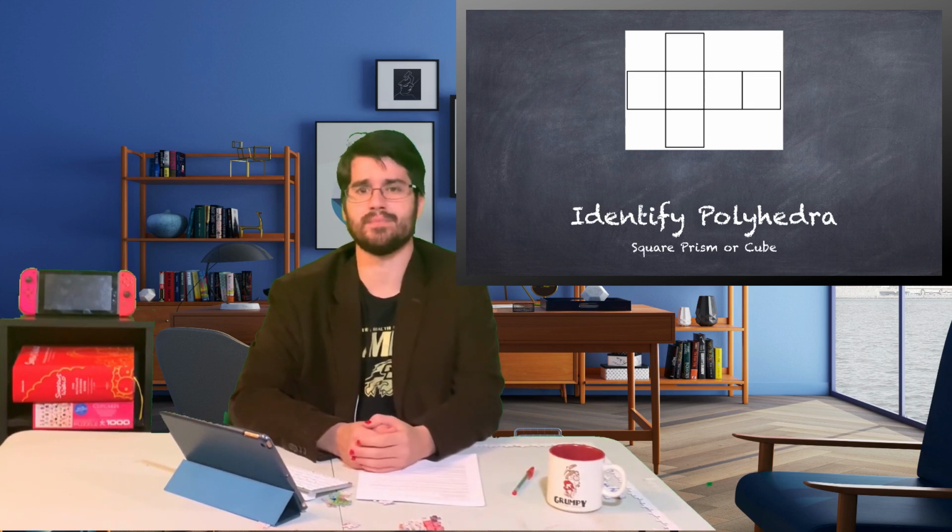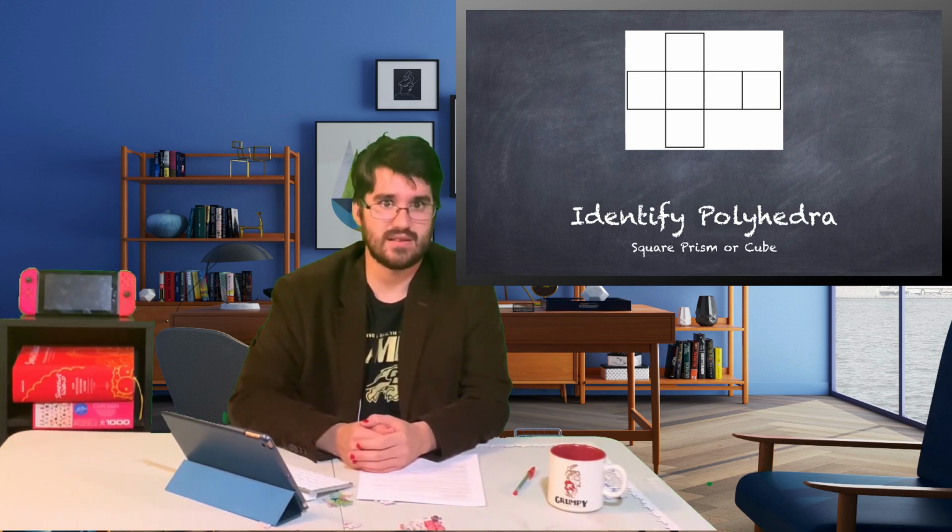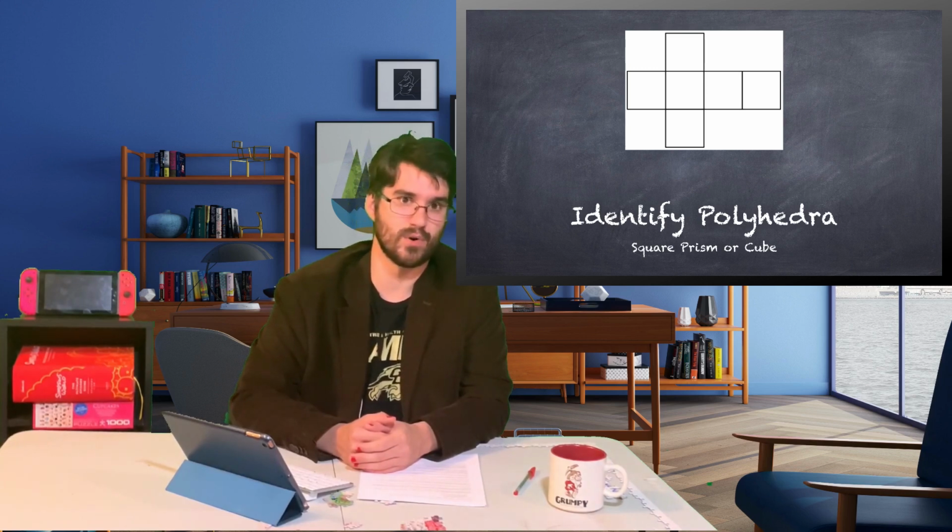Finally, this third net is a special net. This one is a cube or a square prism. The two congruent bases would be squares, and then the other squares connecting them turn this into a square prism, or better known as a cube.